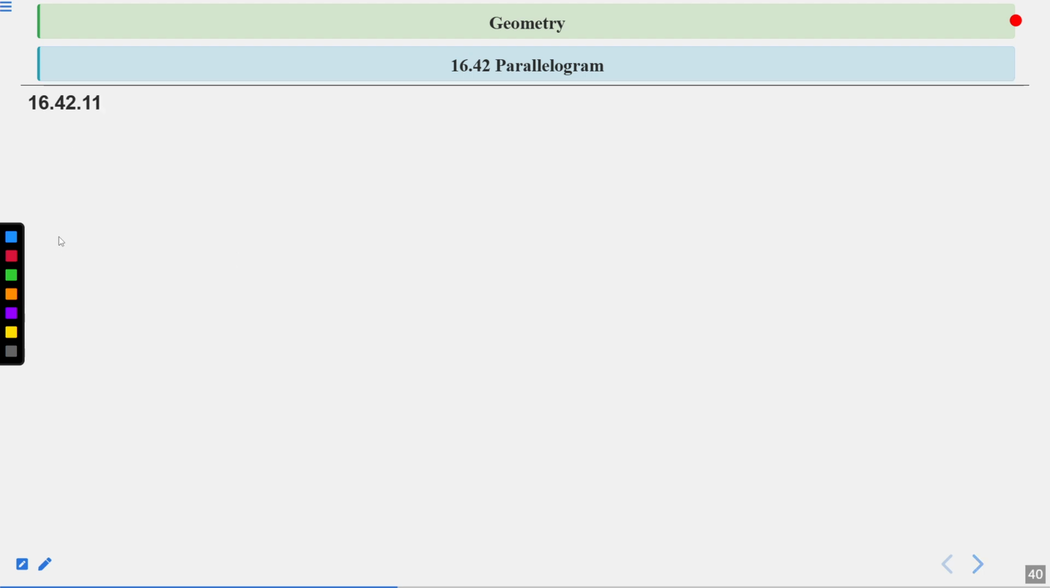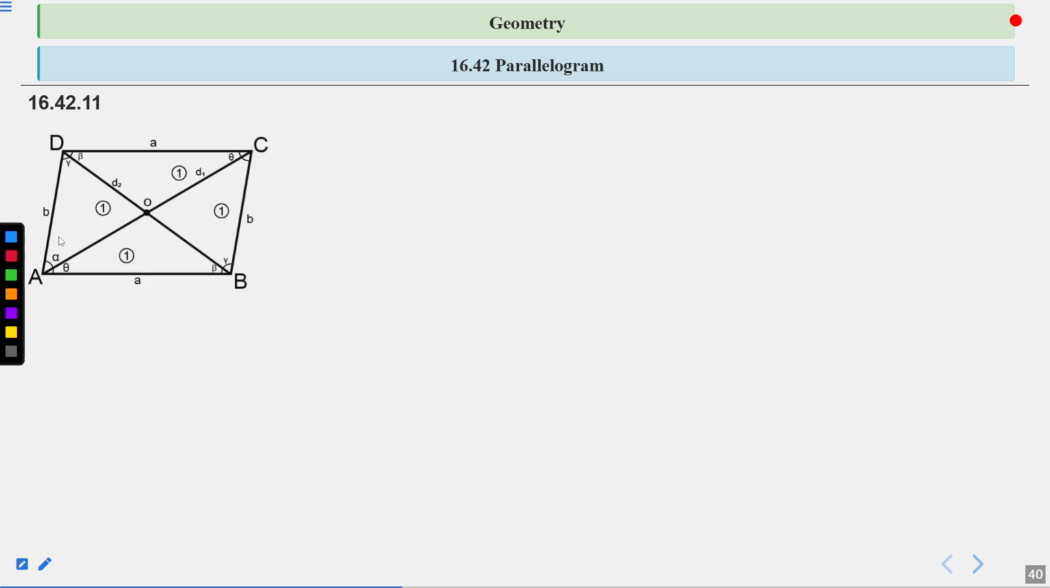In the parallelogram, the formula 16.42.11 says, this is the diagram of the parallelogram. The area of all four triangles is the same. It means the area of AOB equals the area of triangle BOC, the area of triangle DOC, and the area of triangle AOD. All are equal.